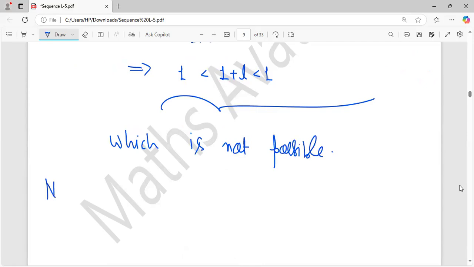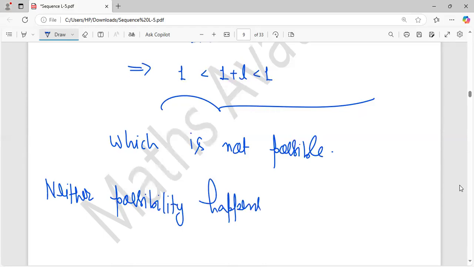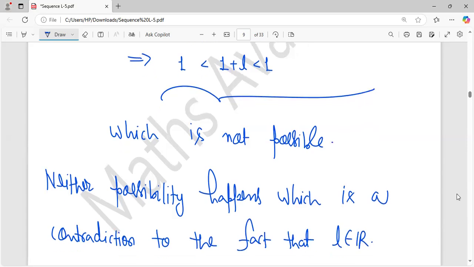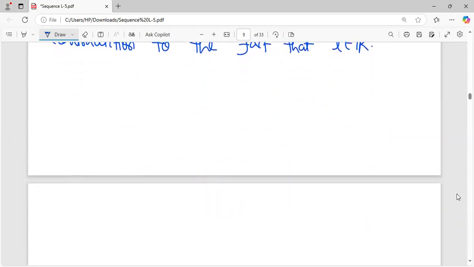Okay, so neither possibility happens, which is absurd, which is a contradiction to the fact that L belongs to R. So hence the sequence (-1)^n is not convergent.